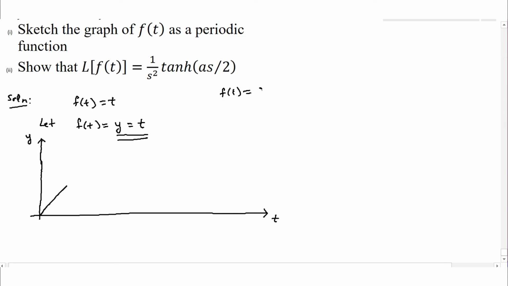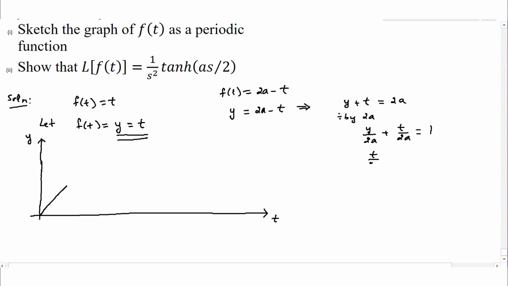In the same way, you have the second function f of t equal to 2a minus t, but I have taken f of t to be y, so y will be equal to 2a minus t. Further, if I try to simplify this expression, I'll take this minus t to the other side, it becomes plus t, so y plus t will be equal to 2a. If I divide the entire expression by 2a, you'll be getting y by 2a plus t by 2a is equal to 2a by 2a, which will be 1.